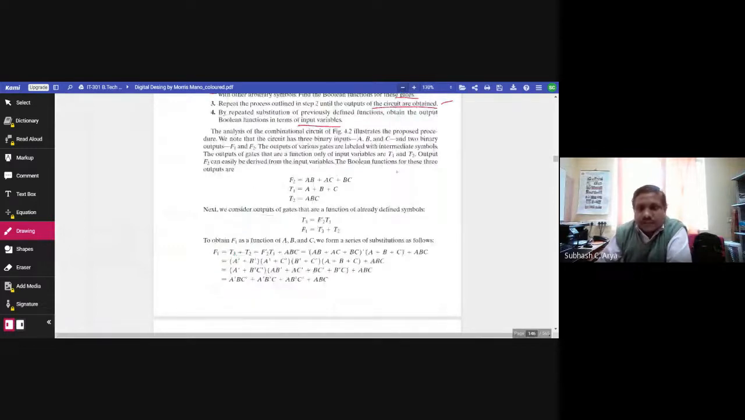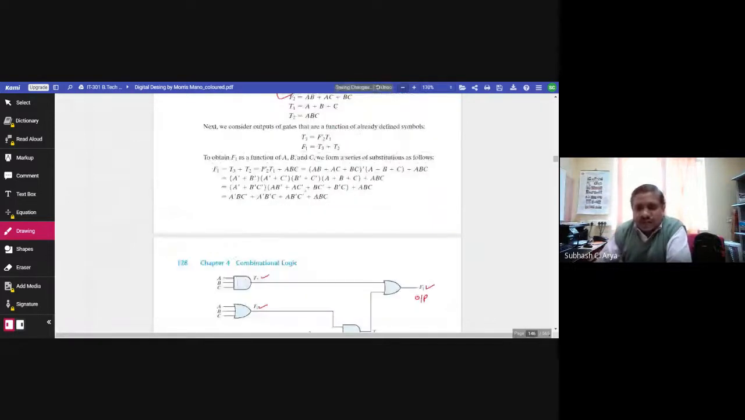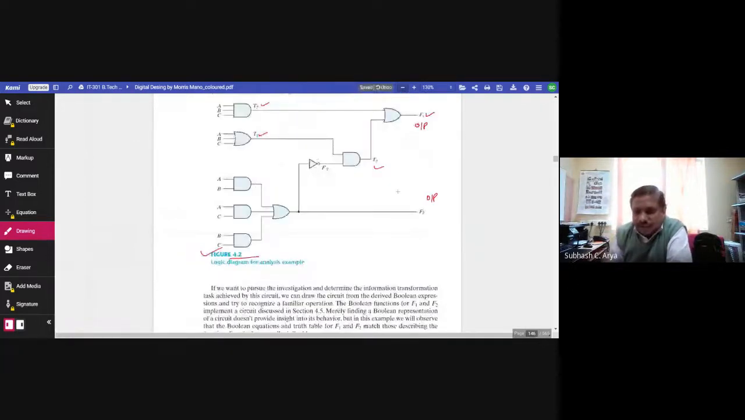First one is this F2. Let us see here. F2 is here. And what is the expression of F2? F2 is the output of this OR gate, which means the summation of three things: number 1, number 2, and number 3. So this is AB plus AC plus BC. This is the straightforward F2.